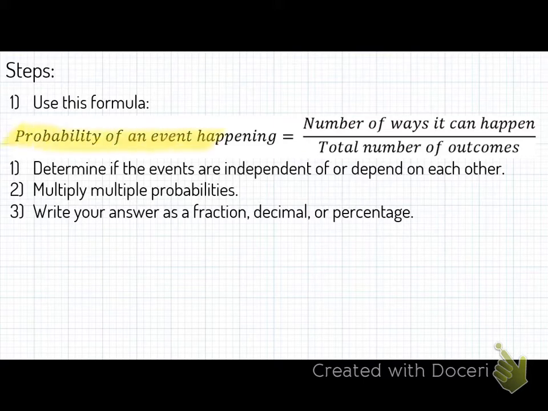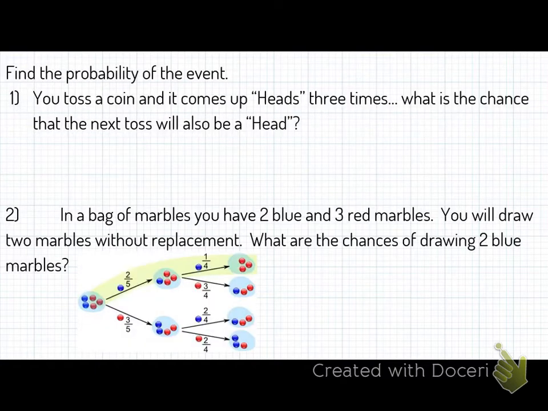Okay, and we could calculate any sort of probability by this formula here. Probability of any event happening is the number of ways it could happen divided by the total number of outcomes. Okay, and we'll talk about that in a moment here. Okay, so numbers 1 and 2.